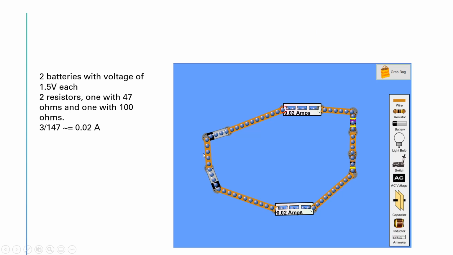So the first part of the lab, we just created this very simple circuit which had two batteries with a voltage of 1.5 volts each, as you can see on the left side, and we had two different resistors, one that was 47 ohms and the other was 100 ohms, and we wanted to just find the current. I predicted that the current would be 3 over 147 because, since the resistors were in parallel, sorry, they were in series, we knew that they would have the same current. So we added the two resistances up, and then we just divided, and we got 0.02, which is correct, as you can see in the graph.